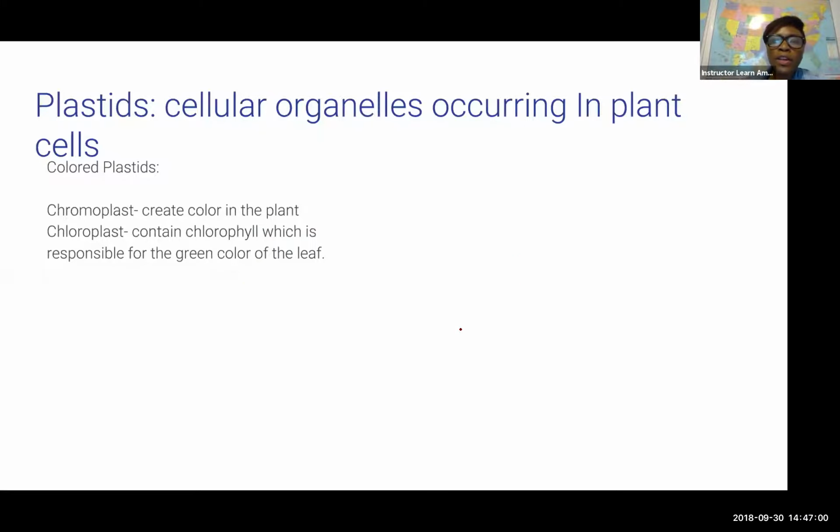All right. So there's other structures in the cell that are important. We have the plasmids and the chemoplasts and the chloroplasts, which we just mentioned. These structures are used to create the color in the plant. So chlorophyll is responsible for that green color that you see in the leaf. So photosynthesis takes place in the green portion of the plant, in the leaf portion of the plant. So the flower of the plant could refer to as the fruit of the plant.